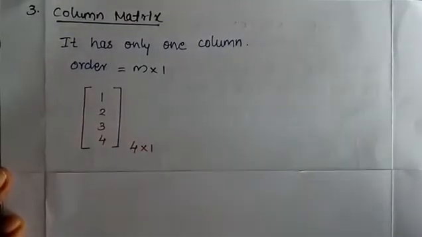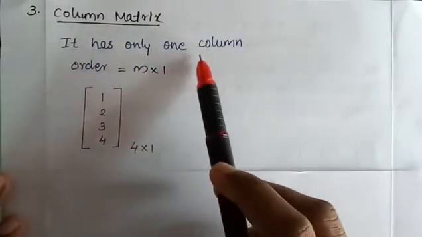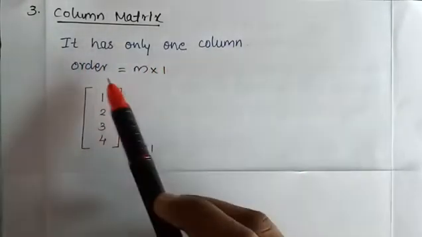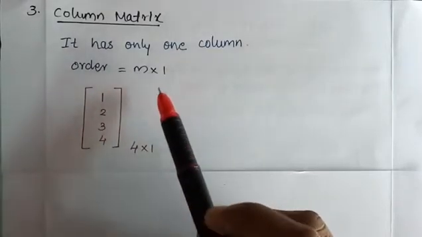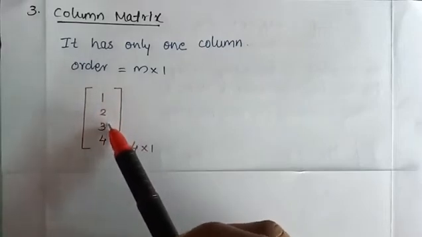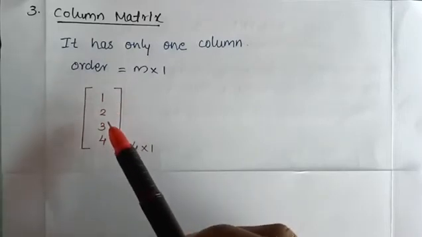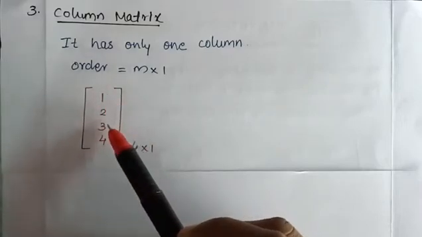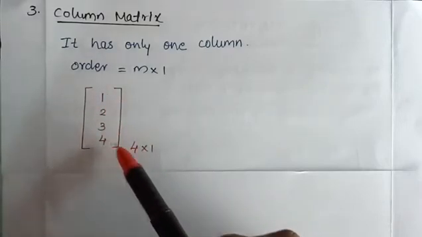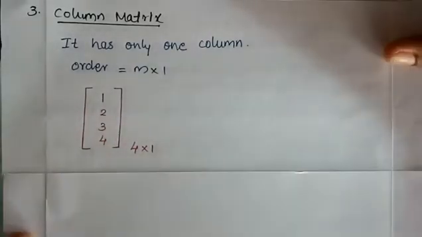Third one is the column matrix. This matrix has only one column. So the order is m by 1. Consider an example 1, 2, 3, 4. We arranged these numbers in a vertical line, so it has only one column. So the order is 4 by 1. 1, 2, 3, 4, 4 rows are here and one column is there. So it is called a column matrix.